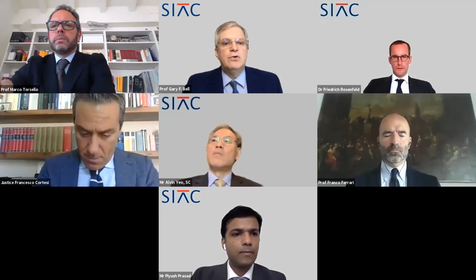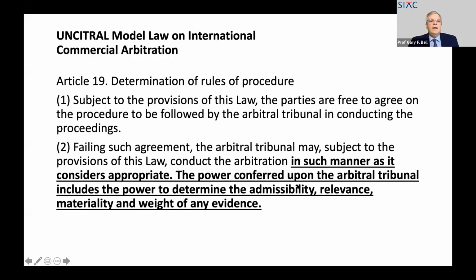And let me show you why. I give you here the UNCITRAL Model Law, Article 19, paragraph 2. If the parties did not agree, the tribunal may conduct the arbitration in such a manner as it considers appropriate. The power conferred upon the arbitral tribunal includes the power to determine the admissibility, relevance, materiality, and weight of evidence. Therefore, no rules of evidence.